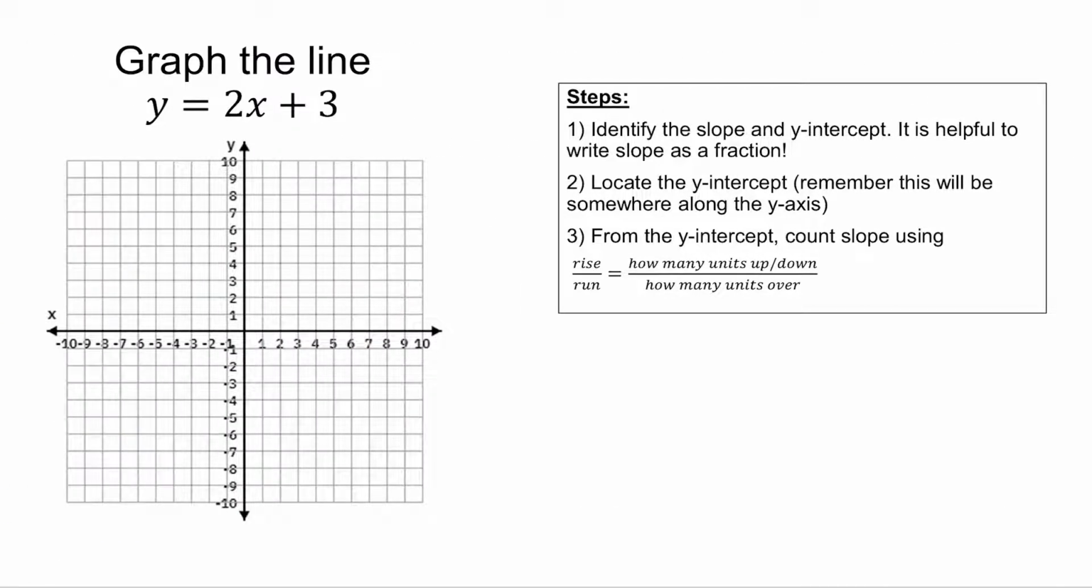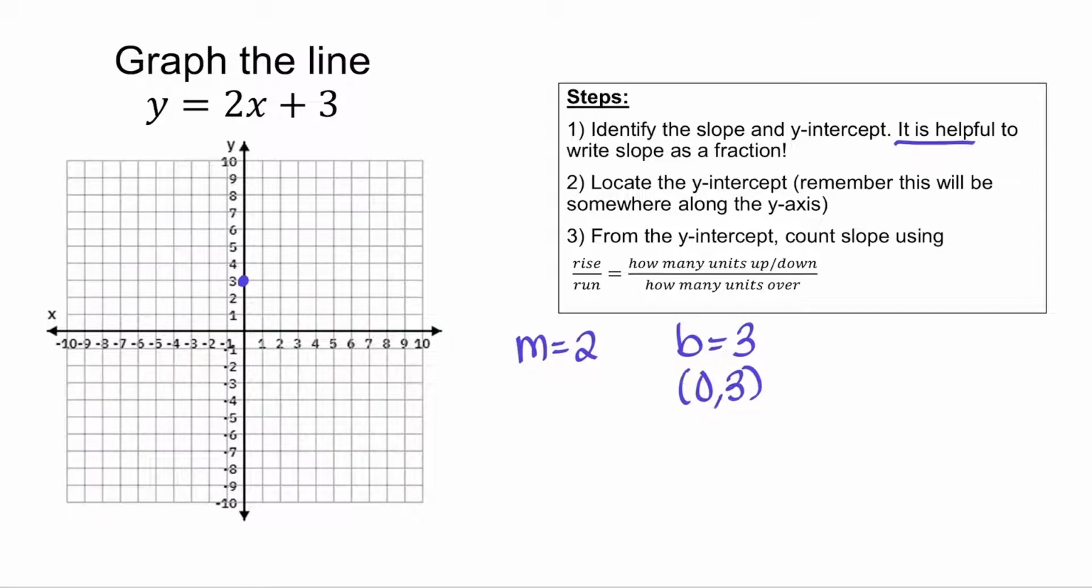Now let's try graphing the line y equals 2x plus 3. So the value of m equals 2, the value of b equals 3. That means that I have a y-intercept at (0, 3). So I'm going to go to (0, 3) and draw my first point. Now I have a slope of 2.